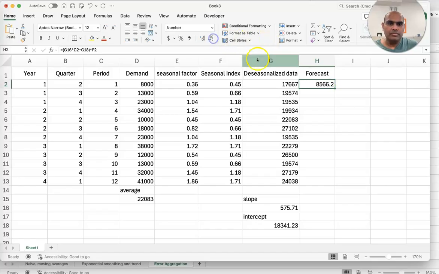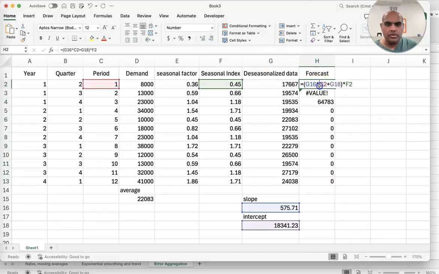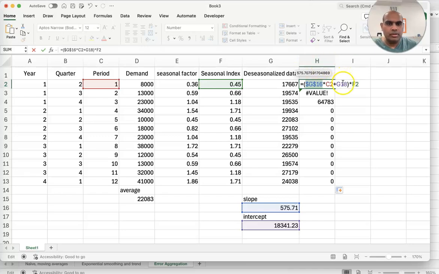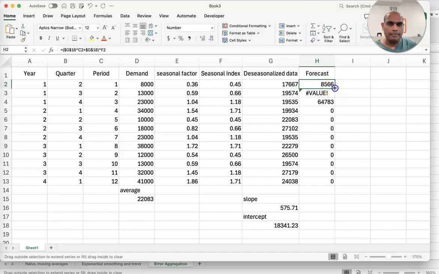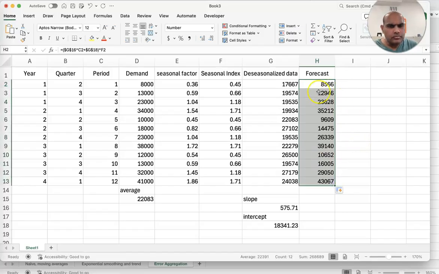So again, I'm going to get rid of the decimal places. I don't want to see decimal places in my forecast. I'm going to go all the way down. Oh, where did I miss? Right. So the slope and the intercept values always have to be in the same place, so I'm going to make them absolute references. But the value of the time period and the value of the seasonal index will change, so I'm not going to put dollar signs for those. Okay. So these are my forecasts. These forecasts not only include my increasing trend, but also the seasonality in the data, right?